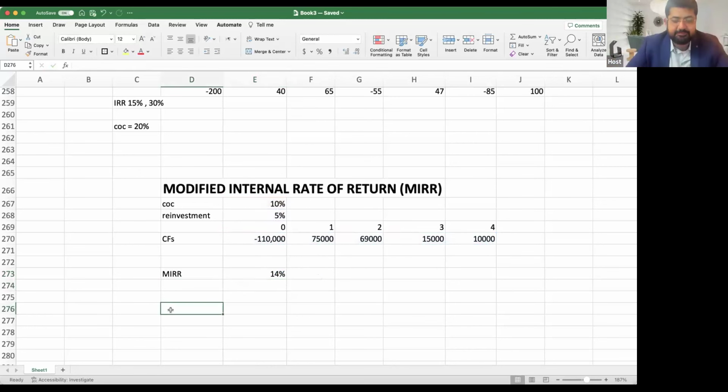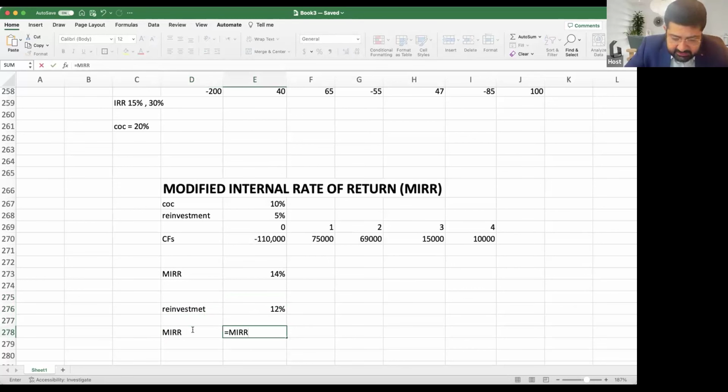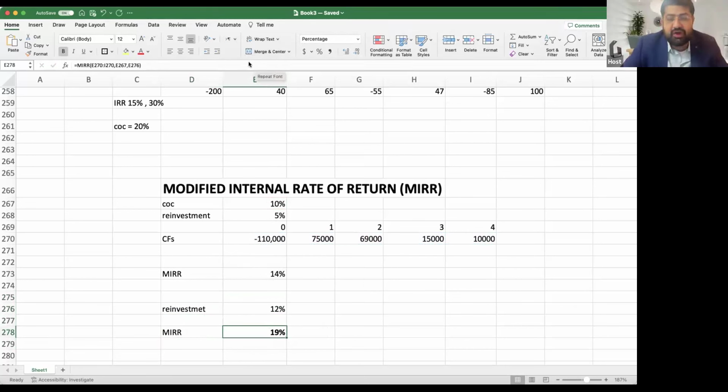For example, we say the company will reinvest excess cash flow at 12%. Okay, we can do that. Simple as that. So now we can calculate MIRR for the same project: MIRR, starting from here, comma, finance rate, comma, reinvestment rate. Here is MIRR when the reinvestment rate is different. So these two issues of IRR have been solved by MIRR.